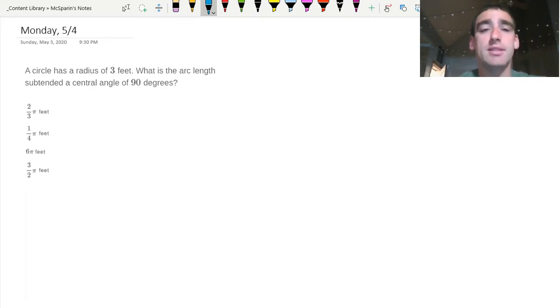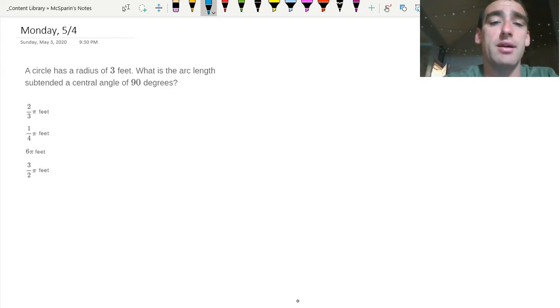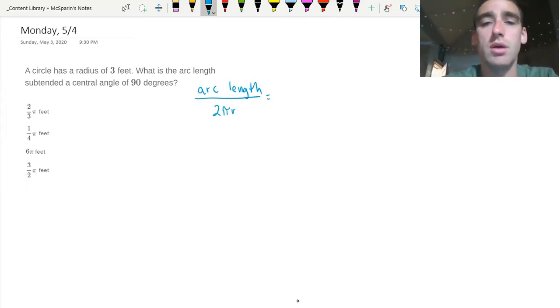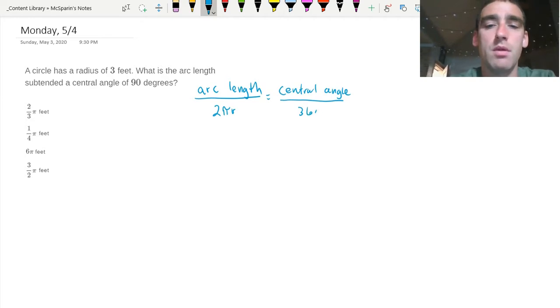I'm going to say this. There are two equations that you need to have written down on a piece of paper next to you for this PFA. The first one is arc length over 2 pi r equals central angle over 360. That is one of your equations.